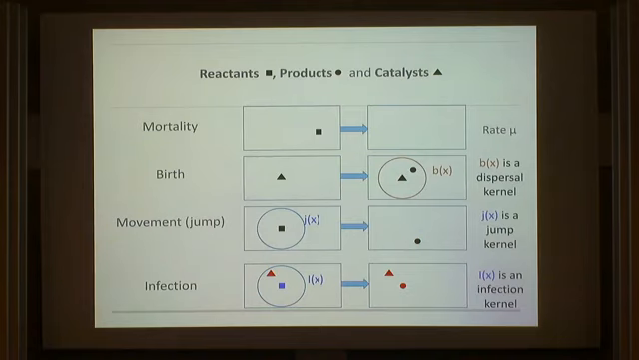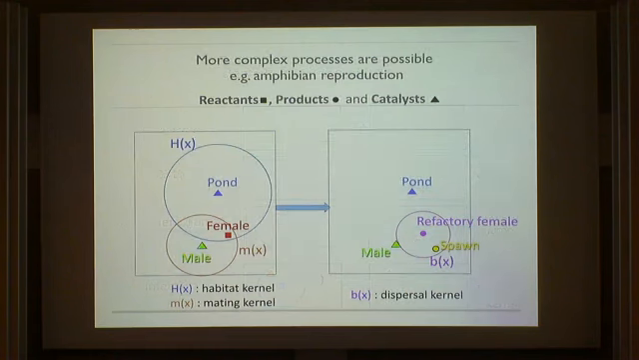Movements within our framework, we think about as having a reactant, which is the individual at the original position, and a product, which is the individual at the new position. Again, there's some kind of kernel which determines where they are. An infection is where there is a catalyst, which is the infectious individual, a reactant, which is the susceptible individual initially, and a product, which is the newly infected individual. And again, we have an interaction kernel here. So these are the fairly simple propagation processes, but we can build much more complex processes.